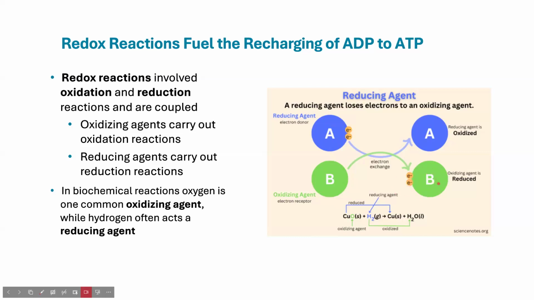All right. And so it's a little bit confusing because you have these names kind of flip-flop, but I always like to keep in mind that OIL RIG, right? So whatever is at the end, so oxidation is loss. And so who lost electrons? Well, A lost these electrons. Then reduction is gain. Who gained electrons? B gained the electrons. All right.